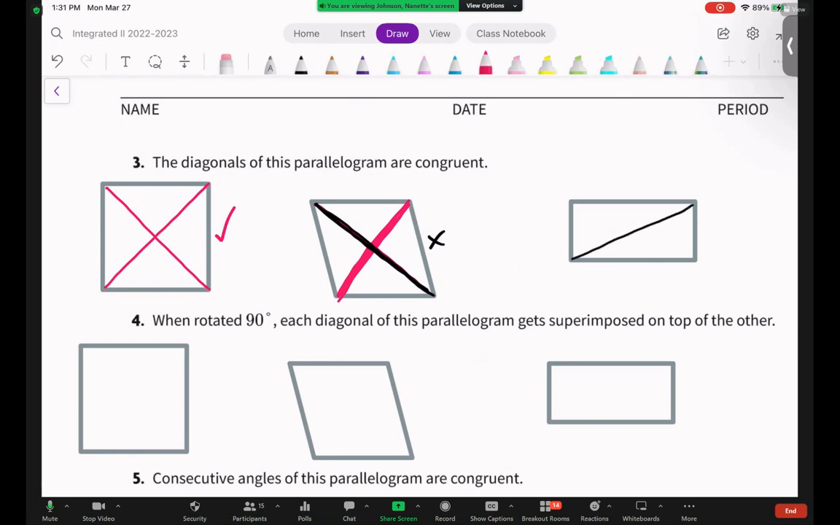Does the black one look longer than the pink one? Oh, so do you think they look like the same size? Yeah, because they are. Very good. So this is a yes and a yes.